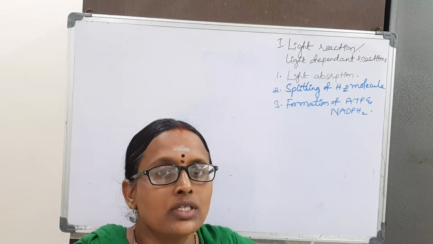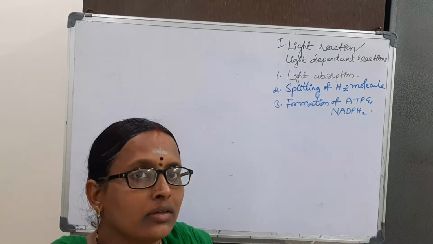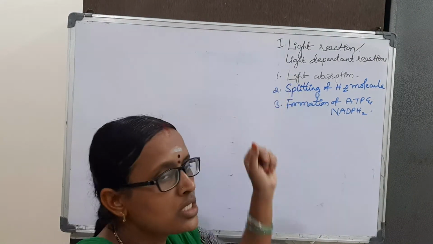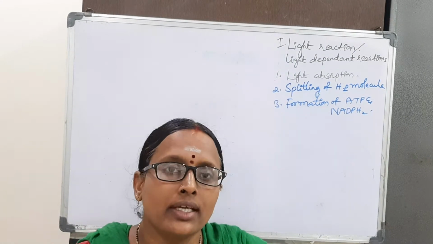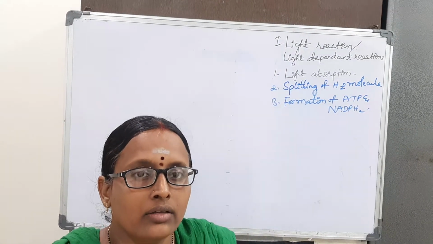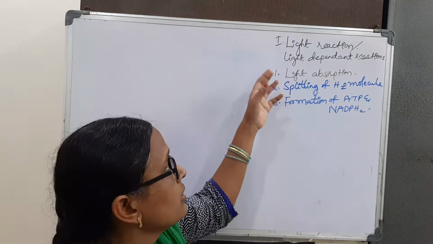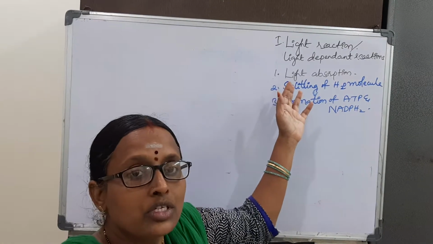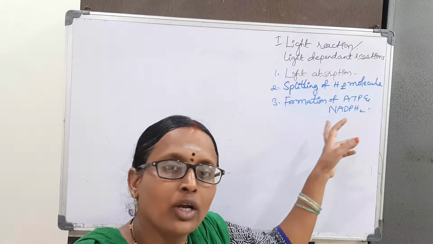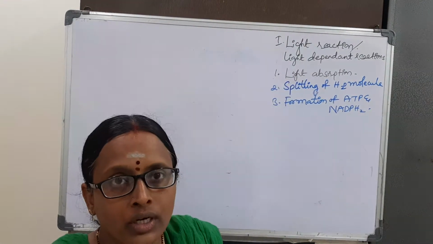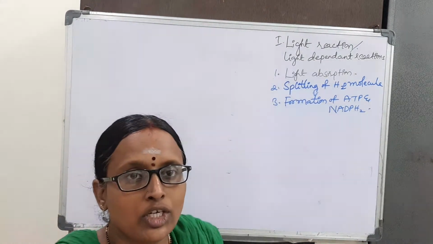So, the photosynthesis process is divided into two major steps, that is light reactions and dark reactions. Light reactions take place in the grana, that is the thylakoid membrane, and light reaction is divided into steps. There are absorption of light and splitting of water molecule, then formation of assimilatory powers, that is ATP and NADPH2.